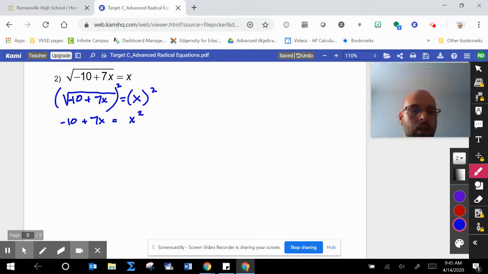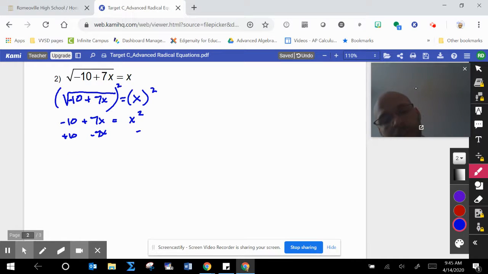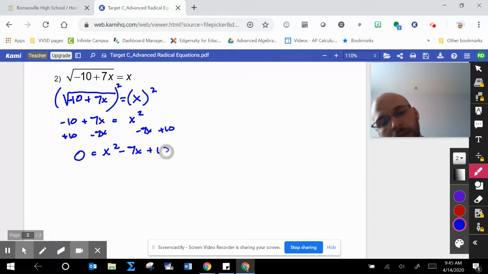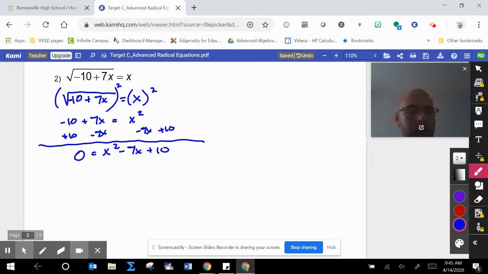All right, so now that I've gotten rid of the radicals, I just want to move all my terms to the same side as the quadratic. So I'm going to add the 10, I'm going to subtract the 7x, right? So let's make it look nice. I have 0 equals x squared minus 7x plus 10. So all of my terms are now over on one side of my equation.